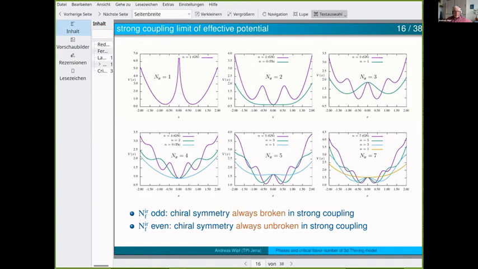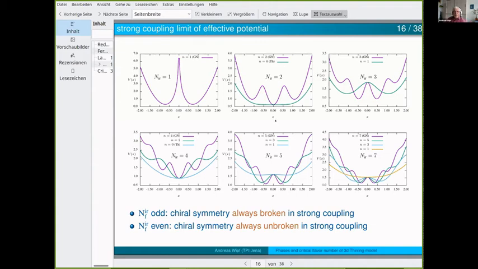So what you see is that if the number of irreducible flavors is odd, then chiral symmetry is always broken in the strong coupling limit. Whereas if it's even, the chiral symmetry is always unbroken in the strong coupling. So look at this picture. Well, maybe n equals 4. So the minimum is the origin, and you would say there's no breaking. N equals 2, that is 1 reducible flavor. That's a tricky point. And you see the Turing channel is very, very flat, and it's not obvious whether there is breaking or not.